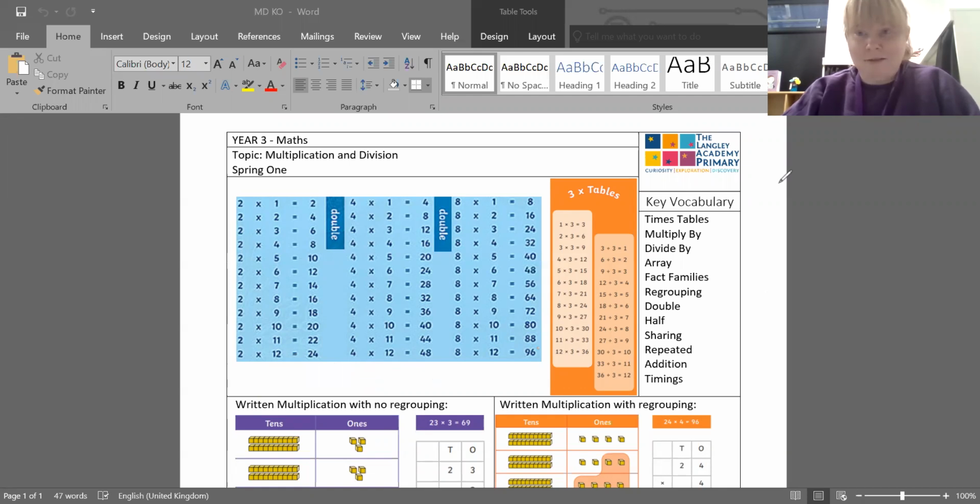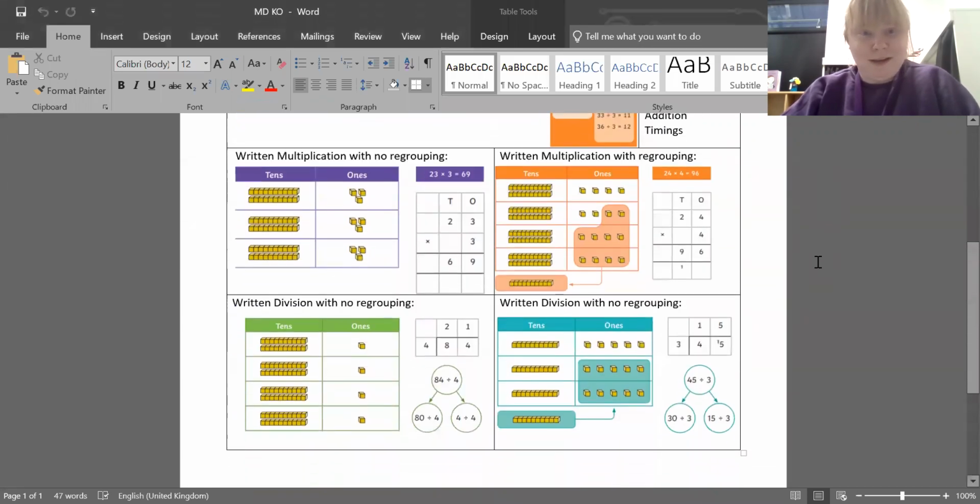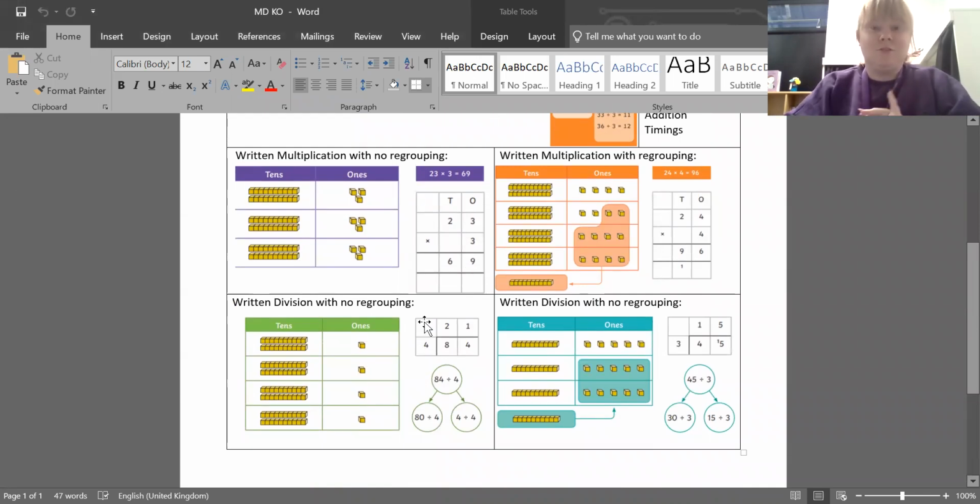As we move down, we have got our written methods of multiplication. Our first written method of multiplication is where we are not doing any regrouping, so there'll be no exchanges between our columns. We start in our ones column, the same as when we did our addition and subtraction. We multiply our 3 by 3, which gives us 9.